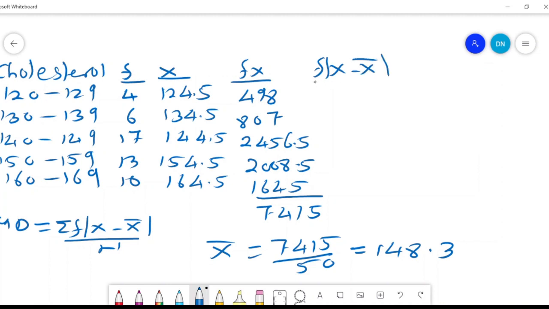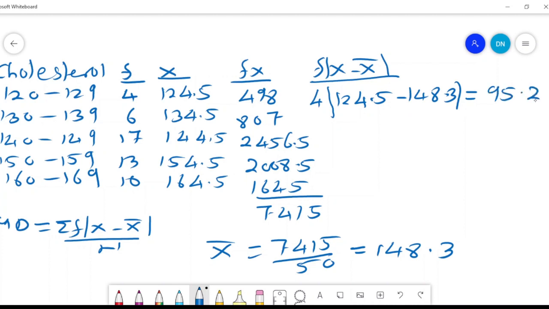That is important for us to be able to get the mean deviation, which is f times the absolute value of x minus x bar. And how do we do that? We take the x value 124.5, we minus 148.3, we make it absolute, meaning if it's positive or negative, we make it positive, and then we multiply by f, and if we do that, we'll get 95.2. So basically we are multiplying 4 times the absolute value of 124.5 minus 148.3, and that will give us 95.2.